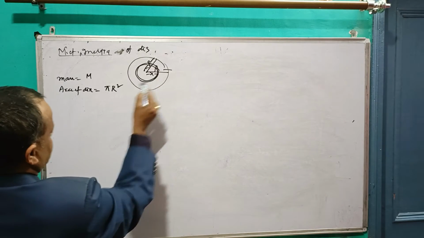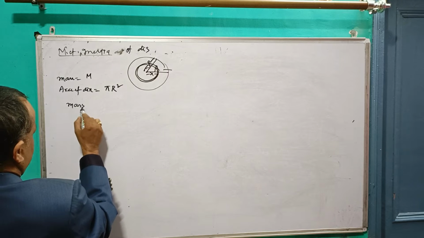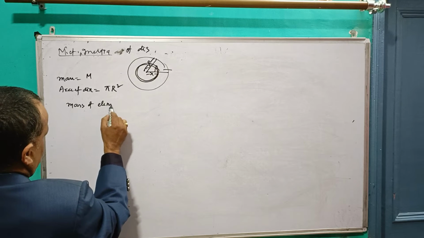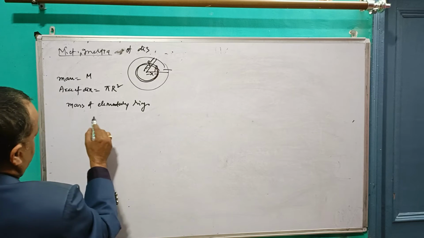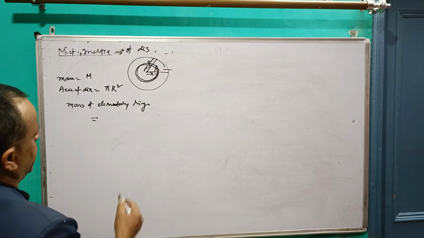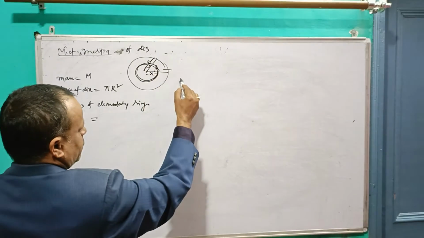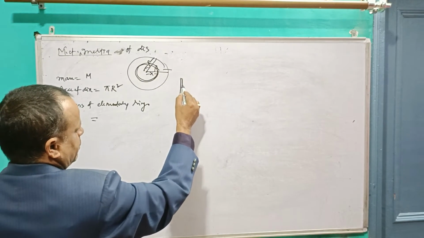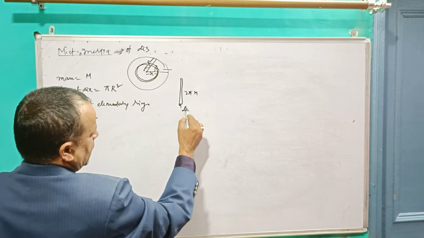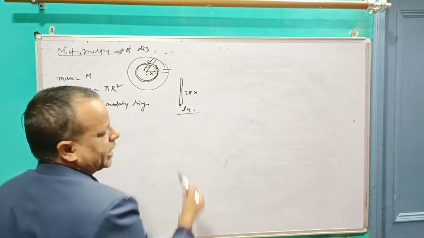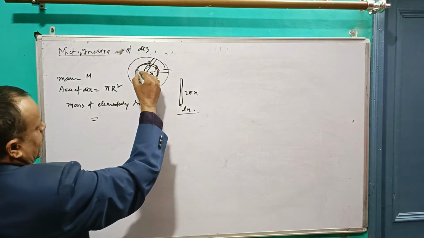So we find the mass of the elementary ring. Suppose we take out this ring. The length will be 2 pi x, and the width is delta x. So our area is 2 pi x into delta x. This is the area of this elementary ring.